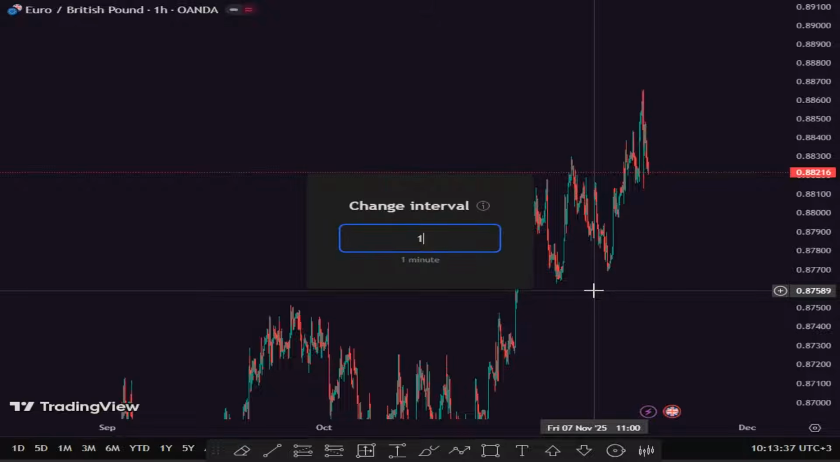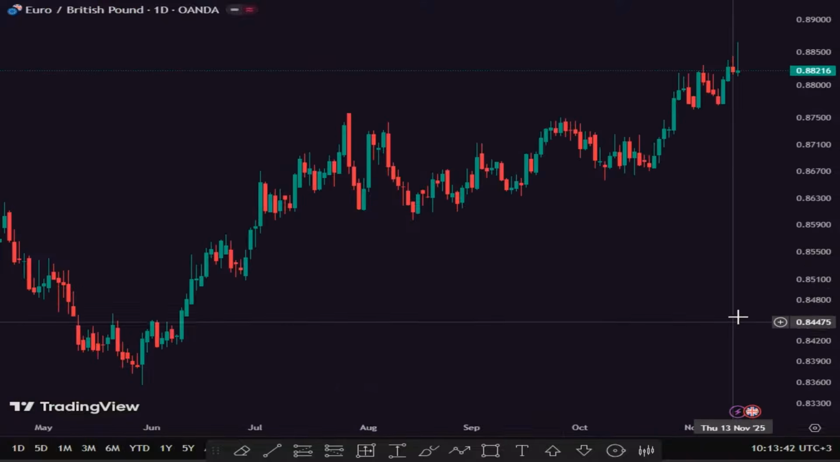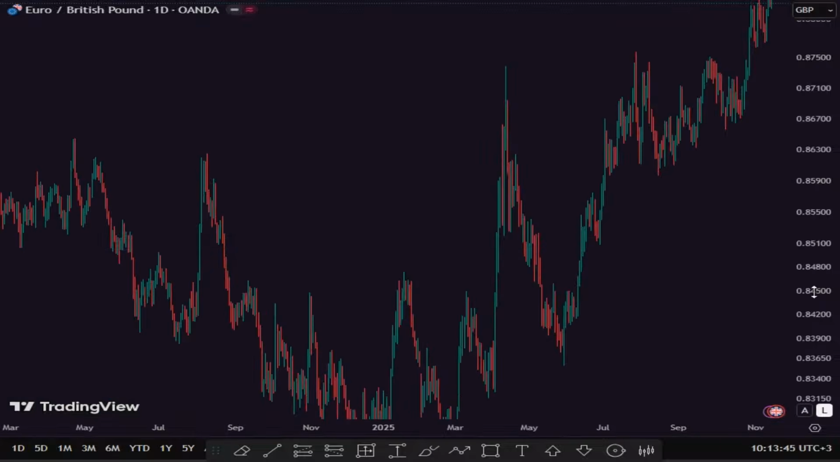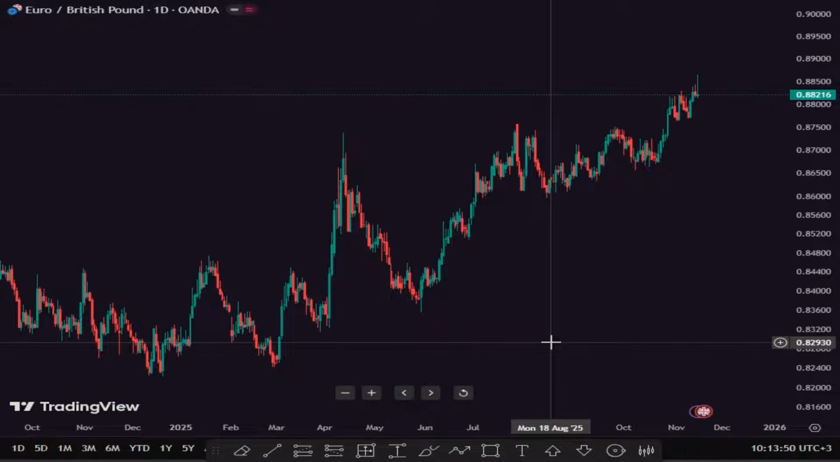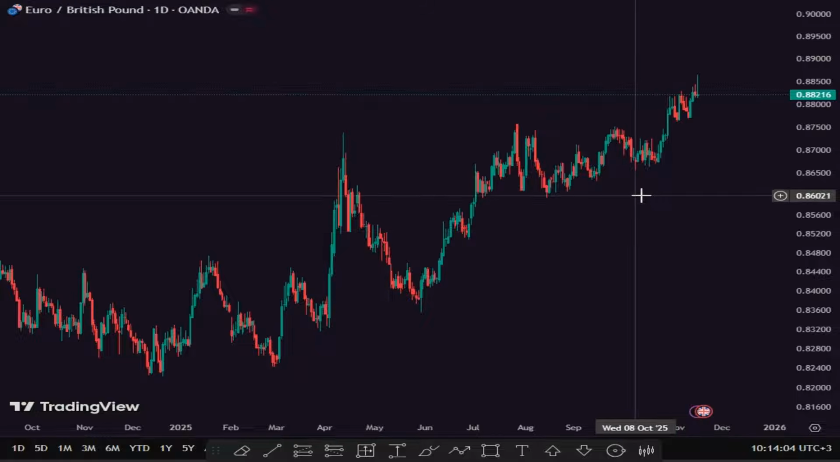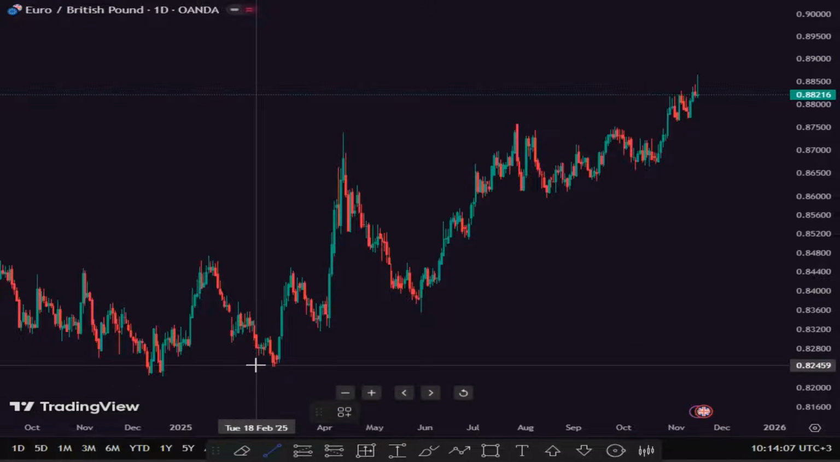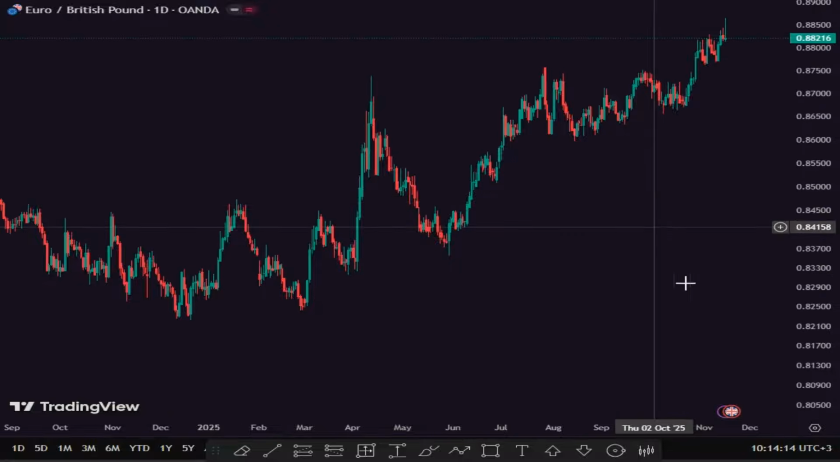Now for the ICT thing, let's just start. This is the same pair that I'm going to use all this strategy on. I'm going to give you a very simple way to understand ICT. I know ICT is full of theories, but I'm going to simplify things for you. Maybe we can start from this level and analyze all the way to this level.